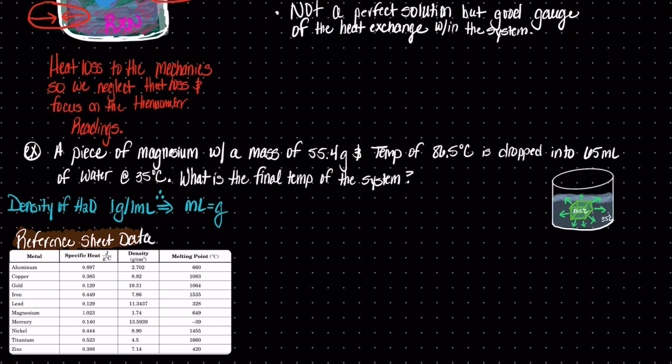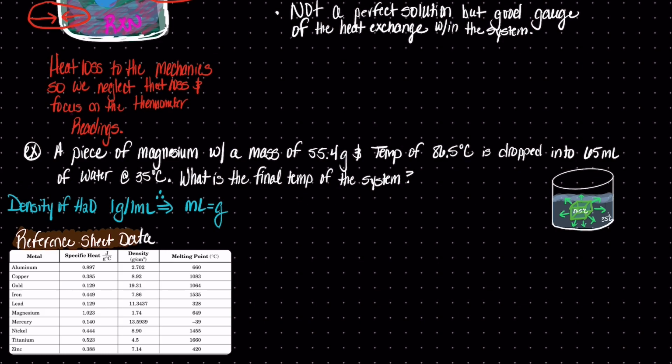If I'm looking for the final temperature of my system, my final temperature would be somewhere between where my water is and where my magnesium is. It's logical sense that your final temperature would be somewhere between your two initial temperatures, right? So the window of opportunity, per se, is from 86.5 to 35 degrees Celsius, okay? So let's not forget our logic here.